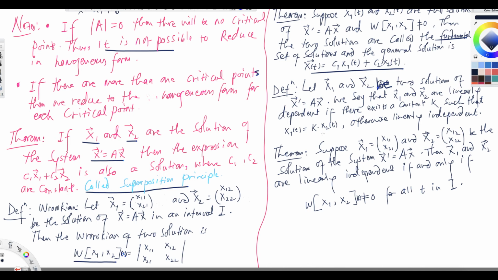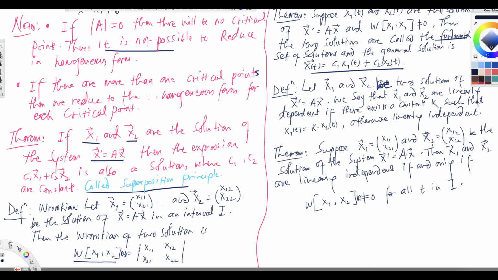Okay. So the next and last theorem, before I jump into the actual method of solving the pair of linear homogeneous first order differential equations, is: suppose x1 is x11, x21 and x2 is x12, x22 are solutions of the system x prime equals Ax. Suppose that these two are solutions, then x1 and x2 are linearly independent if and only if the Wronskian is non-zero. Meaning that if the Wronskian of the solutions is non-zero, then those two solutions will be linearly independent. Otherwise, we cannot say anything.